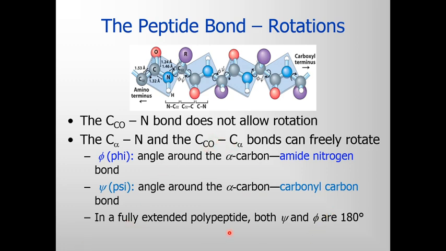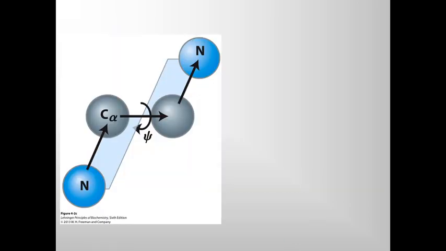In a fully extended polypeptide, both psi and phi are 180 degrees, which usually is not useful for us, right? Because proteins are folded, and you do not want an extended polypeptide conformation. This slide gives you a perspective as to how psi and phi values change when the bonds rotate. Psi is between C alpha-CO, and phi is between N and C alpha, right?